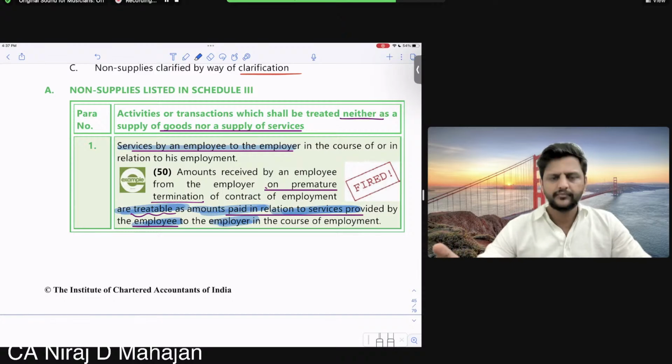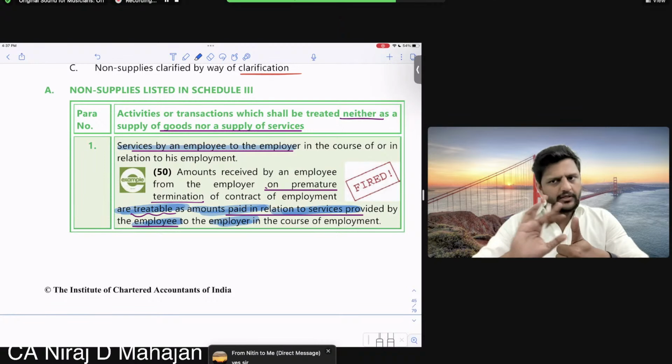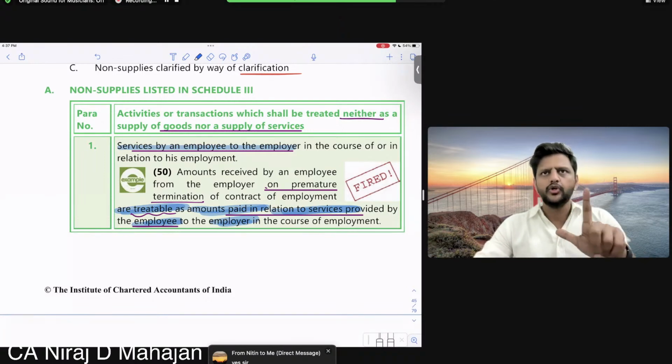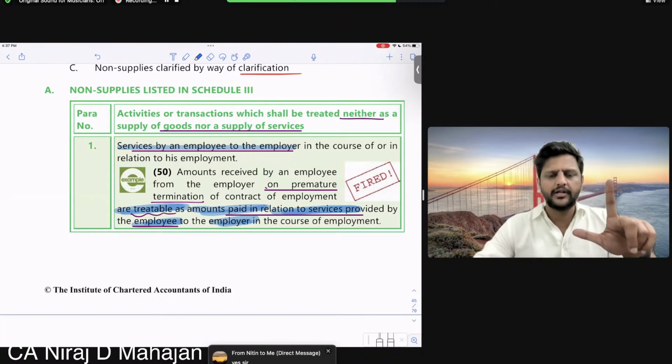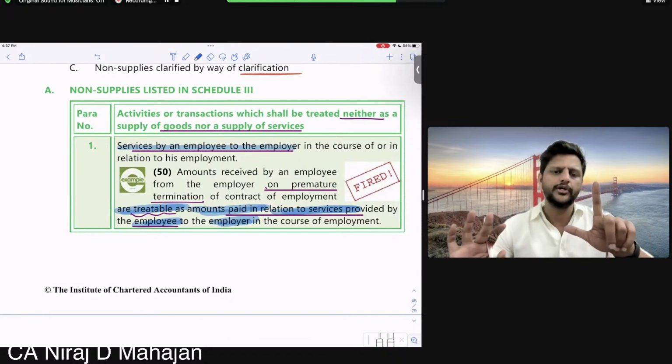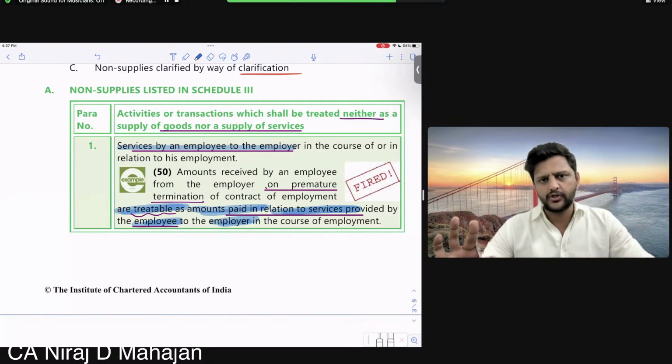Tell me. Indrajit got it or no now? Akshay? So regular salary, Schedule 3, that is exempt. Your compensation for premature termination, again Schedule 3, that means exempt. Understood or no?